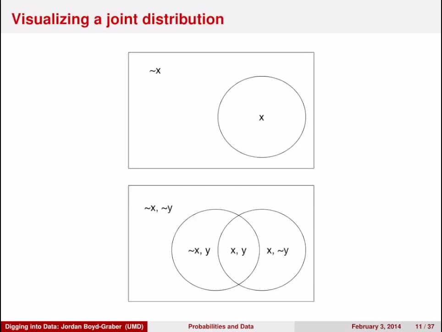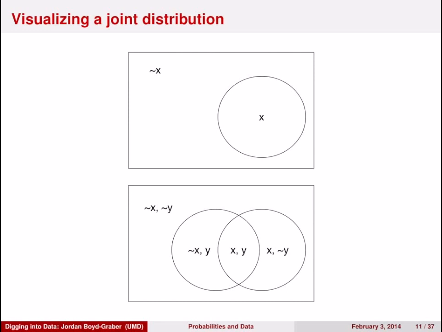Whereas if you have a single random variable that's binary, your event space is partitioned between X being true or false. But if you add in an additional binary random variable, you now have to distinguish among 4 cases. X and Y can both be false, X and Y can both be true, and there are 2 ways that either X or Y can be true and the other false.